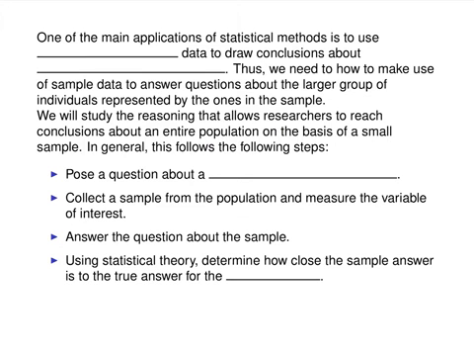Okay, so one of the main applications of statistical methods is to use blank data to draw conclusions about blank. So we already said that. So we're going to use sample data to draw conclusions about who? Populations, exactly. And one big reason for that is it's not really feasible to always look at the population, because that would involve doing a census, big, complicated, messy, ugly, etc., right? Okay. So we need to know how to make use of sample data to answer questions about the larger group of individuals, and we're going to study the reasoning that lets us reach conclusions about an entire population on the basis of a small sample.